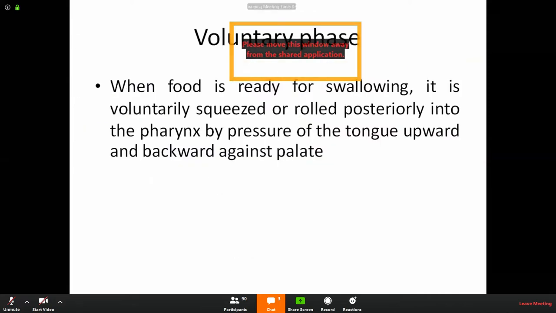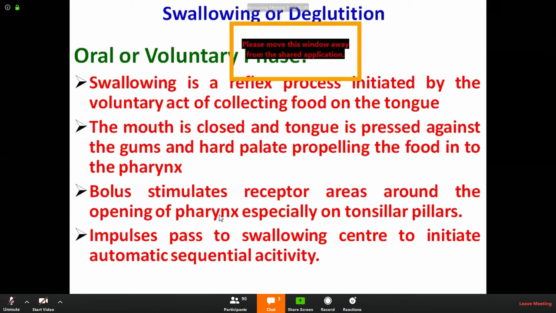So, the voluntary phase. When food is ready for swallowing, it is voluntarily squeezed and rolled posteriorly into the pharynx by the pressure of the tongue upward and backward against the palate. Swallowing is a reflex process that is initiated by the voluntary act of collecting food on the tongue.